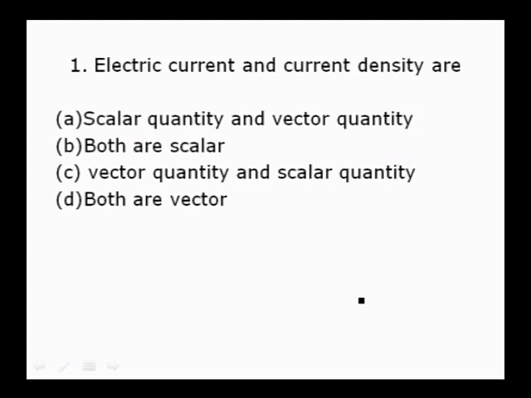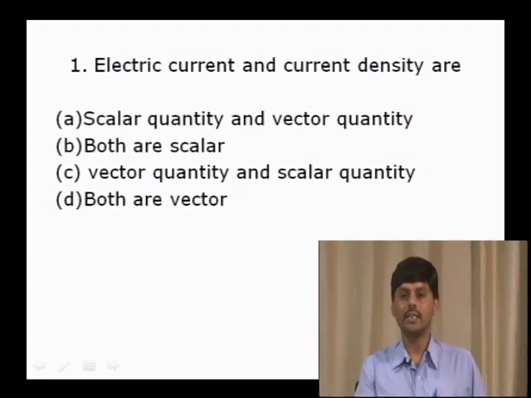Electric current and current density are, your options are: A. Scalar quantity and vector quantity, B. Both are scalar, C. Vector quantity and scalar quantity, D. Both are vector. So, in the synopsis only I have discussed.